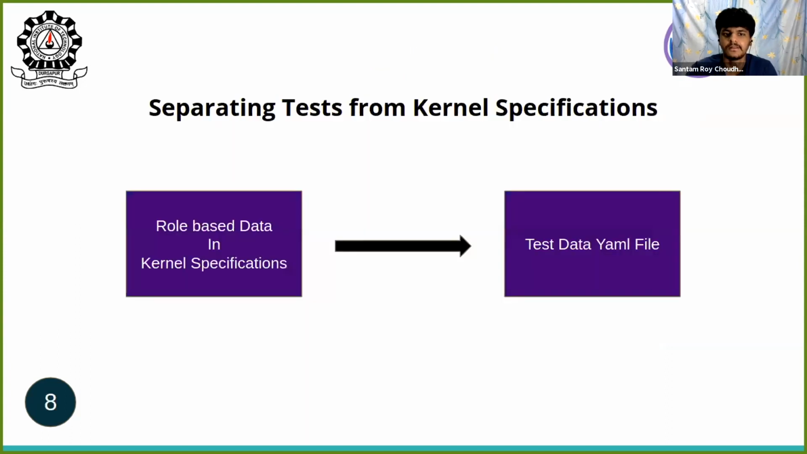Another change that we brought into the code base was that we separated the role-based data from the function-based data. Initially, the kernel specification file had a set of role-based data. We separated all that data and put it into the YAML file that we generated earlier. So now all the data comes under one file, and the kernel specifications are in the other file.